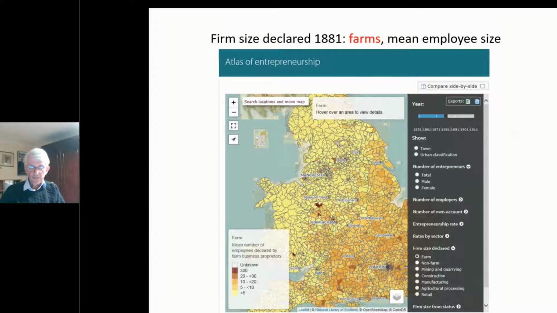If we look at the farmer's employee mean size, this again is something that's familiar in some of the work on agriculture, but you can now see it in a way never previously possible. And the farms were bigger in the southeast of the country. Very clearly, this pattern comes out, but also around the conurbations, where there was a market to support bigger operations, and in quite big areas of the Midlands. So quite interesting patterns you can see there.